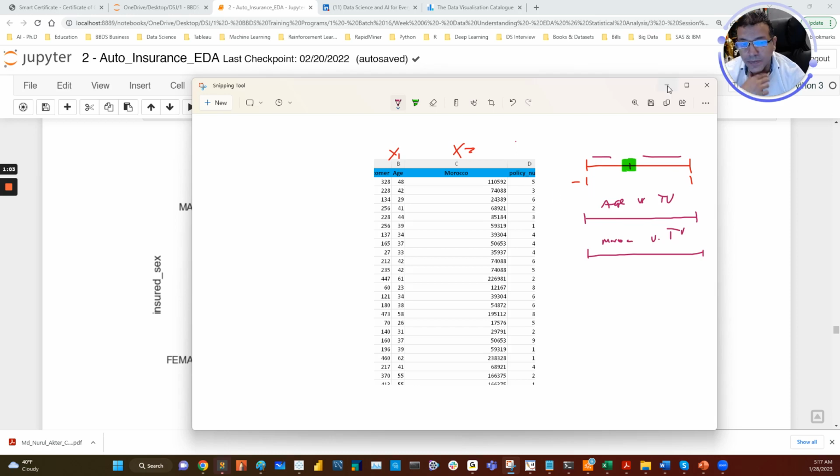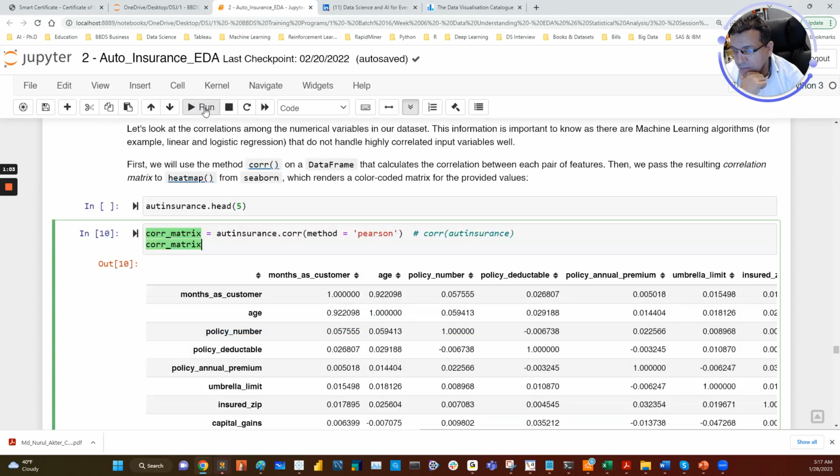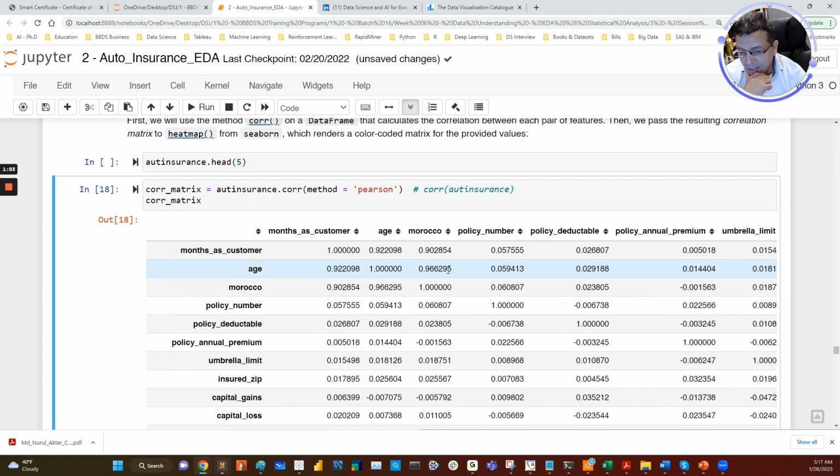So we are going to do correlation. So we got age and Morocco at 96%, 97%. That simply means the information we have in age is the same information that we have in Morocco, even though Morocco has different values and age has different values. You cannot even think about any correlation if you were to look into the data physically.